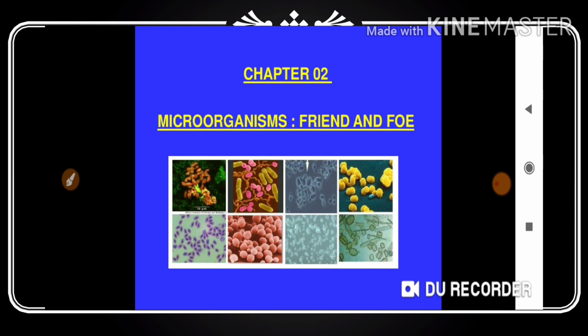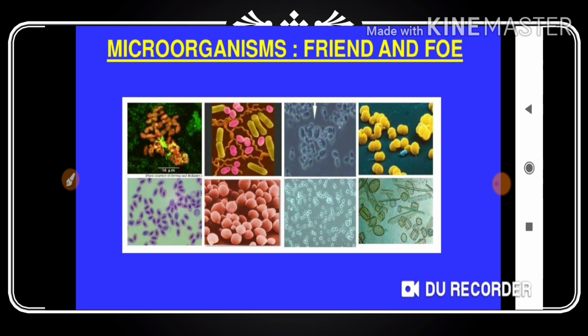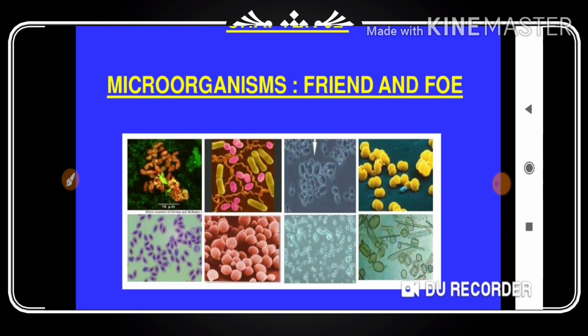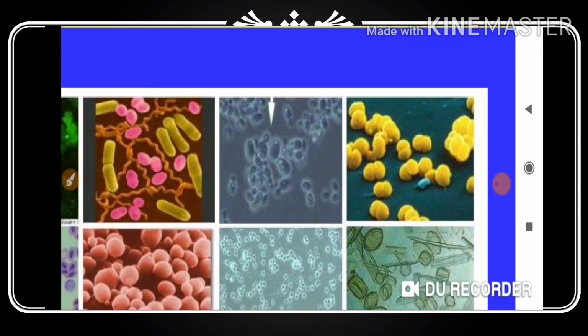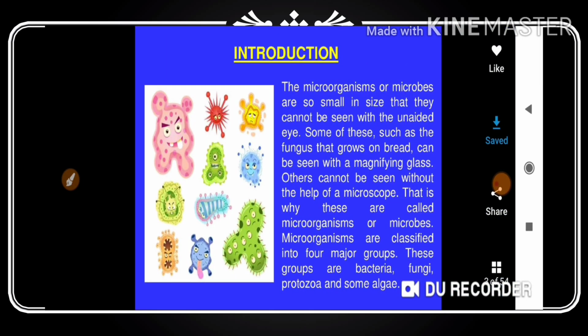That is what we need to discuss. Here they have given some pictures. See, microorganisms have various shapes and sizes, which we will also discuss in the next slide. So in this introduction, we'll discuss what microorganisms are, everything.